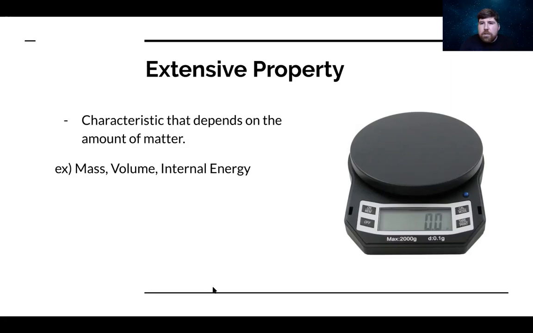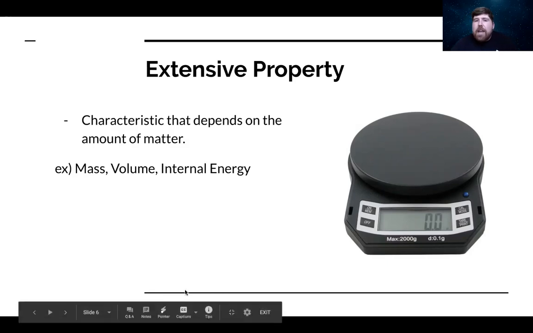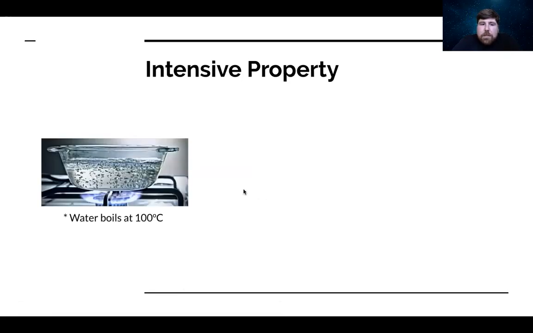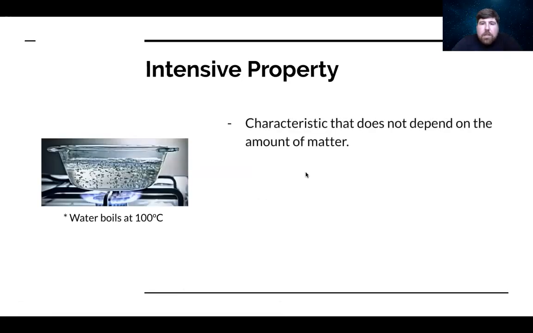The example I like to use for internal energy is that if I were to have a full tank of gas versus a half tank of gas, I could get further, right? If I had more gas, I could get further in my car than if I had a half tank of gas. Extensive properties depend on the amount of stuff that's present. Conversely, we have intensive properties. Intensive properties do not depend on the amount of matter.